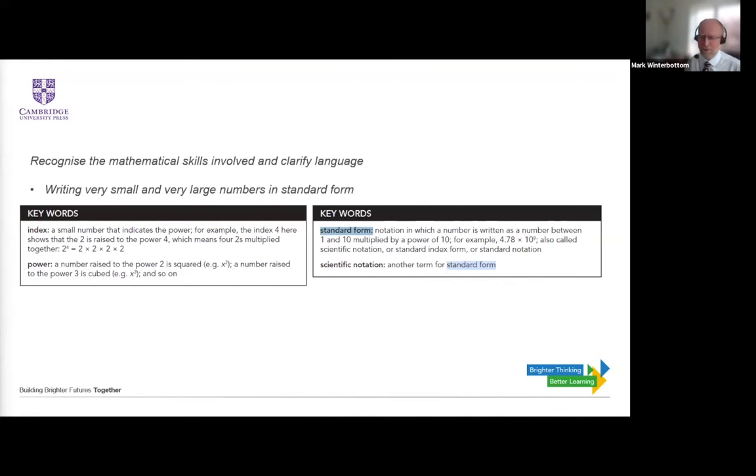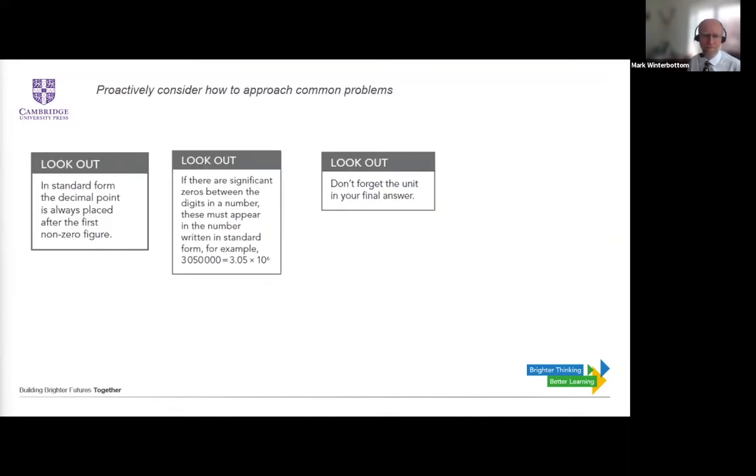Standard form, which if you were reading that just as an English language student, it wouldn't make any sense as mathematical notation. So you have to again introduce that terminology. It's notation, which a number is written as a number between 1 and 10 multiplied by a power of 10. For example, 4.78 times 10 to the 9. And scientific notation, another term, standard form.